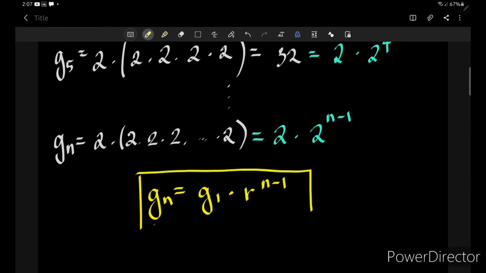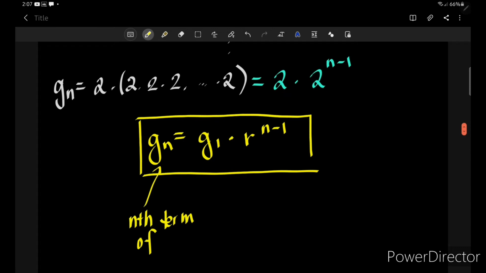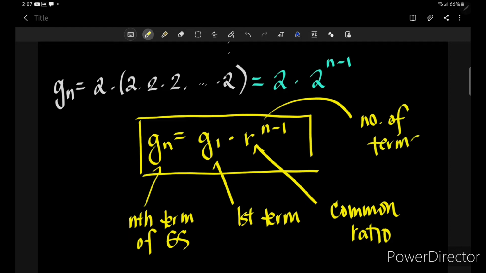This is your formula for another sequence na tinatawag nating geometric sequence. Right? Where G sub n is your nth term of geometric sequence. G sub 1 is the first term. R is the common ratio. And N is the number of terms.